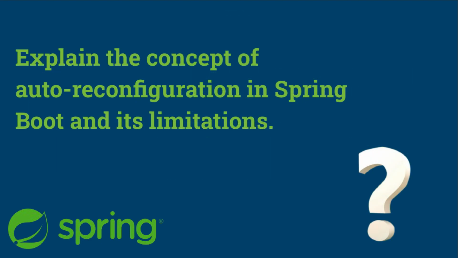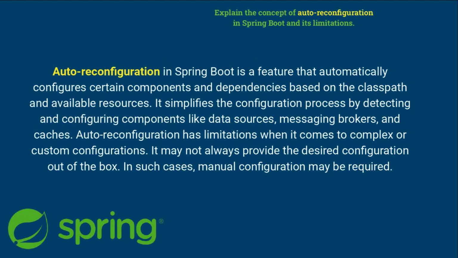Next question, explain the concept of auto-reconfiguration in Spring Boot and its limitations. Auto-reconfiguration in Spring Boot is a feature that automatically configures certain components and dependencies based on the class path and available resources. It simplifies the configuration process by detecting and configuring components like data sources, messaging brokers, and caches.